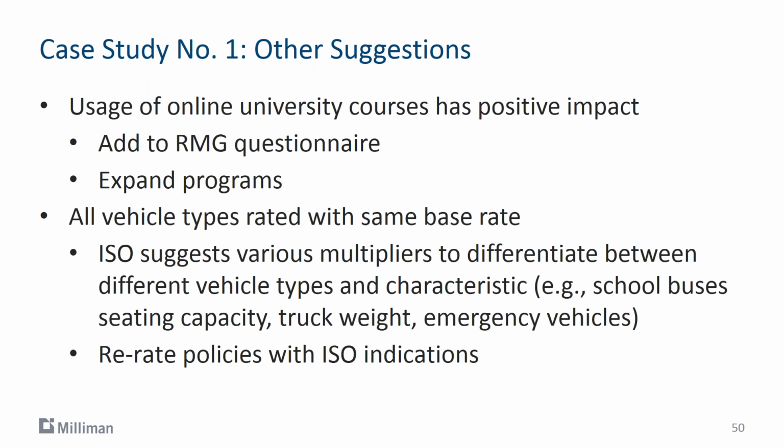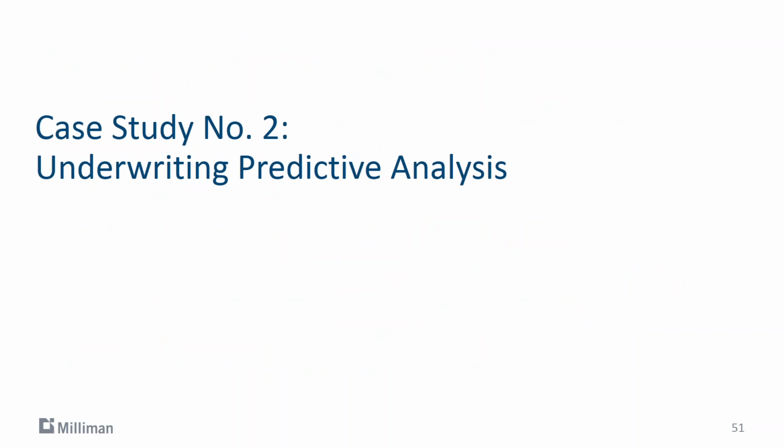One thing we noted for them is that the members that used the online university courses seem to have a positive impact. So our suggestions were to expand programs around that, expand the credit around that, and perhaps even add that to their risk management guide questionnaire as far as use of that and the extent of using that information. And then again, we talked about all vehicles being rated on the same rate base and differentiating by vehicle type, and that would re-rate all of their policies, but it would be in line with ISO indications. Okay, so that was the results of our first case study, one pool.